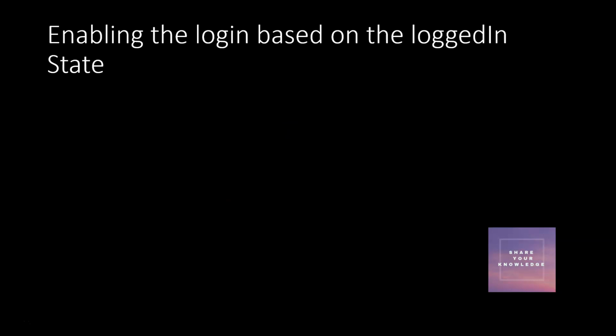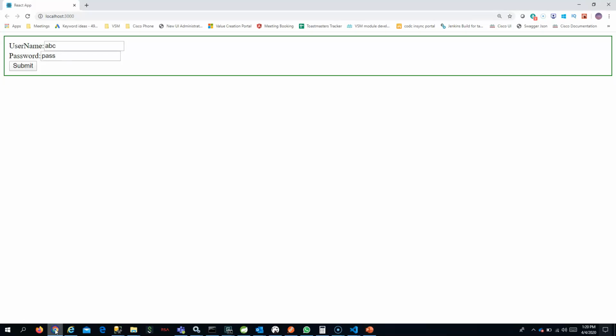So let's move on to the next step. We will try to add a login based on the login state. Right now, how is our application? We have just added a login page. That's it. That's what we completed in the previous step. We have added the login page.